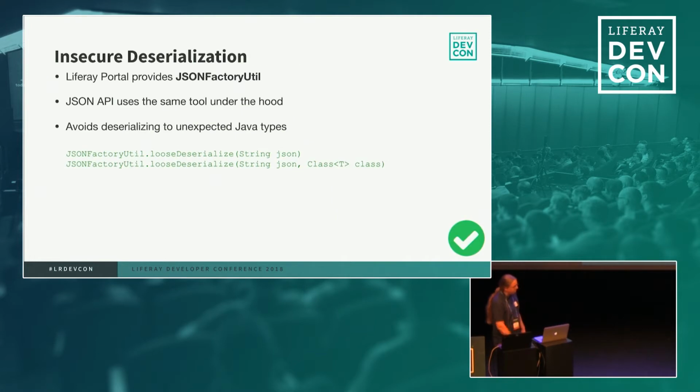So in Liferay, we provide JSONFactoryUtil because we serialize and deserialize to JSON format. And it avoids deserialization to types that we do not expect to receive. Yeah, so it's a whitelisting approach, which is the best approach really for this. And these are the two methods you can use, the looseDeserialize methods, they're called.